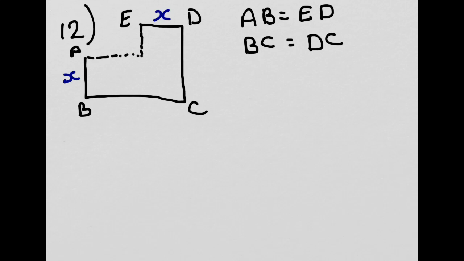In question 12, we're told that the gardener creates an L-shaped flower bed. He uses house walls and concrete edging for his boundary, so that's my dotted line in here. We're told that AB is equal to ED and BC is equal to DC. Now we know that ED and AB are both x from the diagram, and one thing we need to put in is that he uses 6 metres of edging.